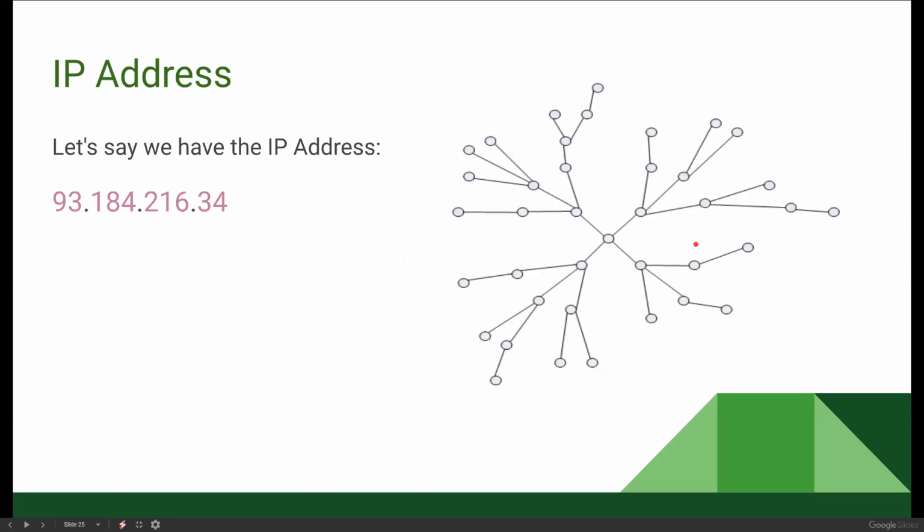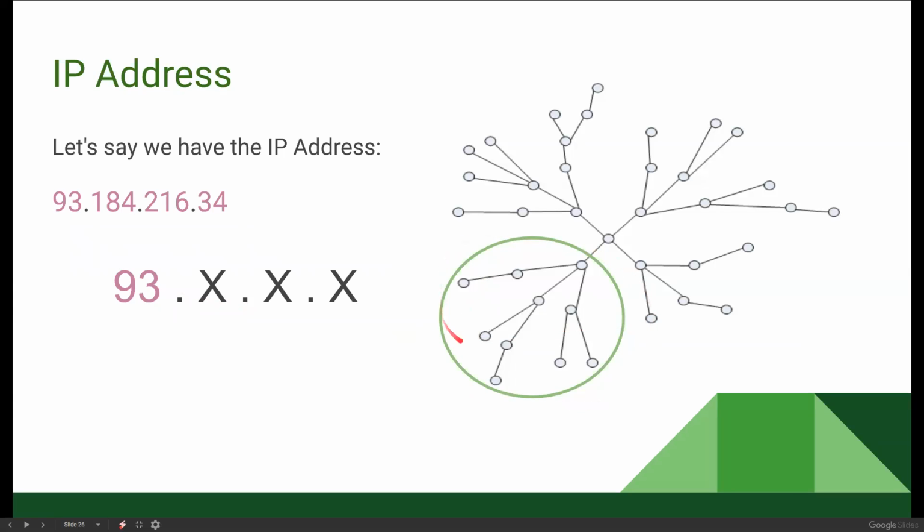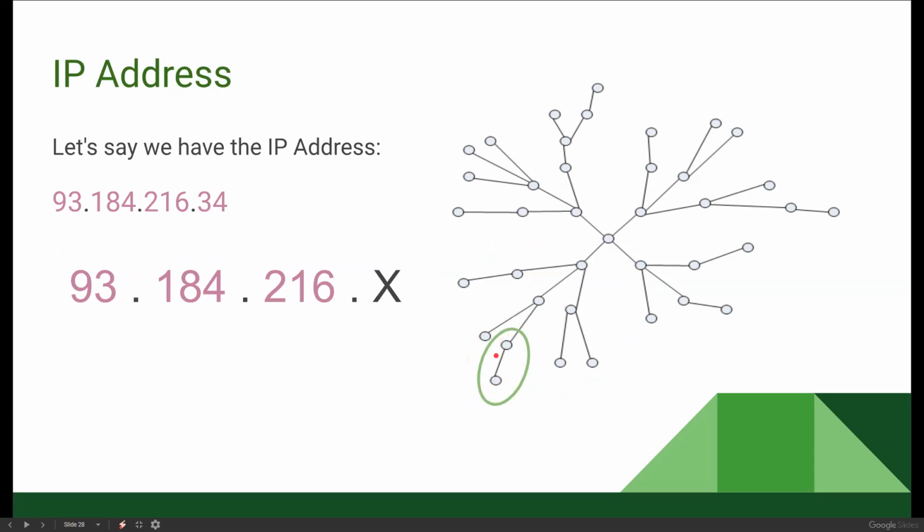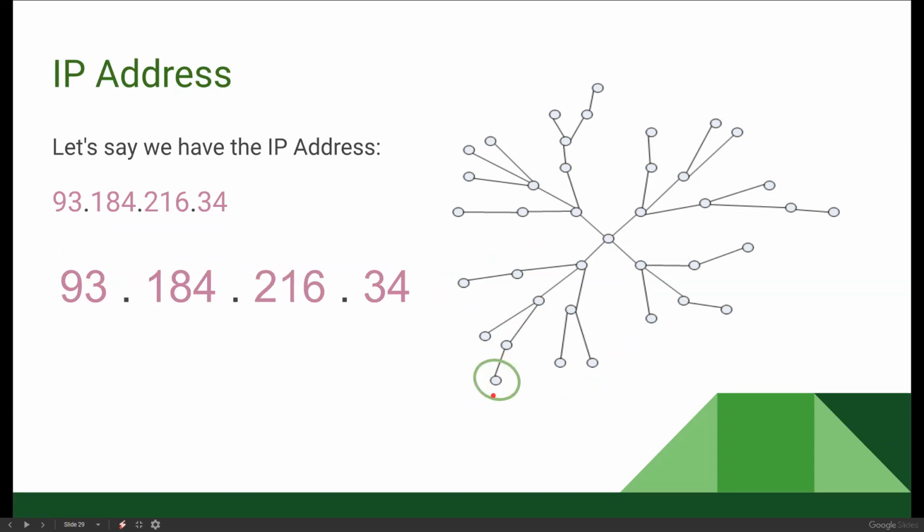If we look at this tree again, the internet is a bit more complex than just this tree, but it serves as a good example. Let's say this branch is the 93 section of the tree. Within that section, we can find the 184 section, and then hone in on the 216 section. And finally, this is device number 34 within that section of that section of that section of the internet. So we're honing in more and more specifically on that individual device.